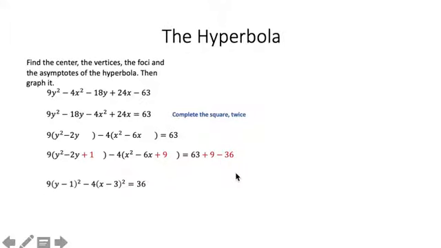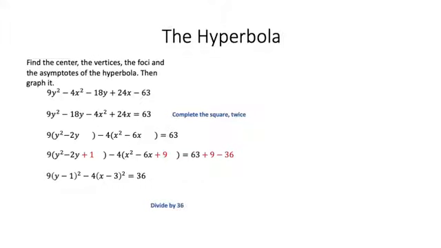Cleaning that up, I get 9 times (y minus 1) squared minus 4 times (x minus 3) squared is equal to 36. 63 plus 9 is 72. 72 minus 36 is 36. I'm going to have to divide by 36 now. So I'll divide every term by 36.